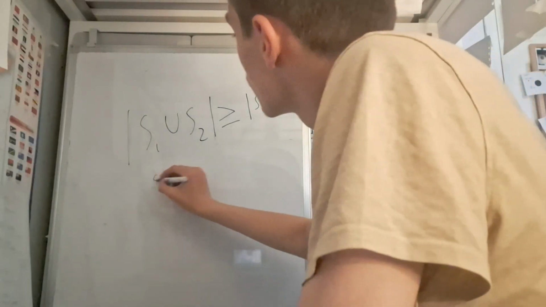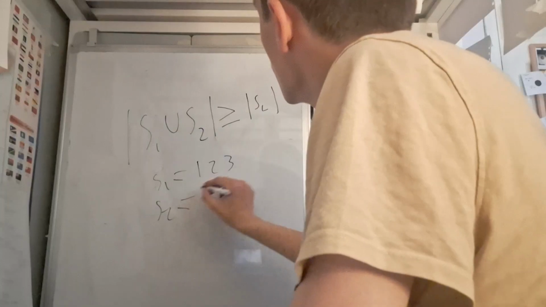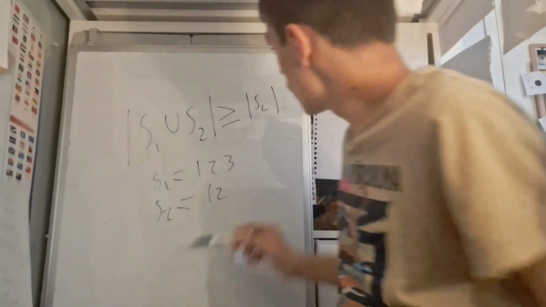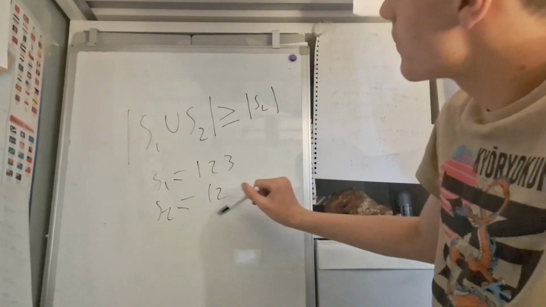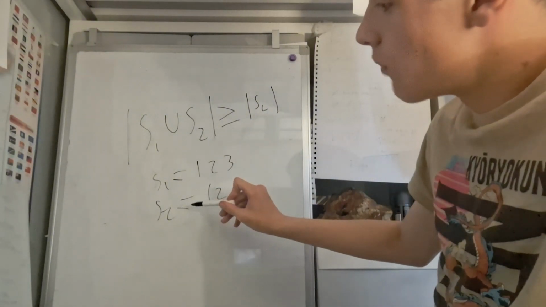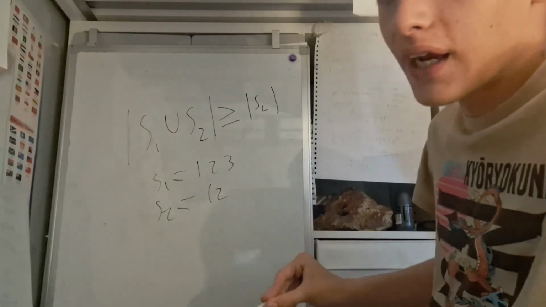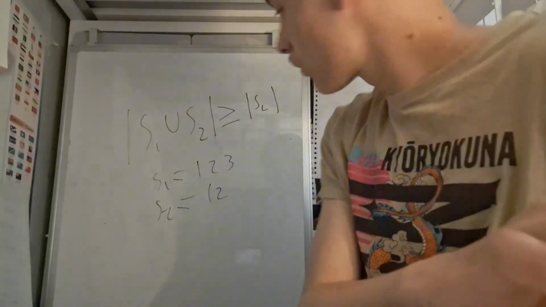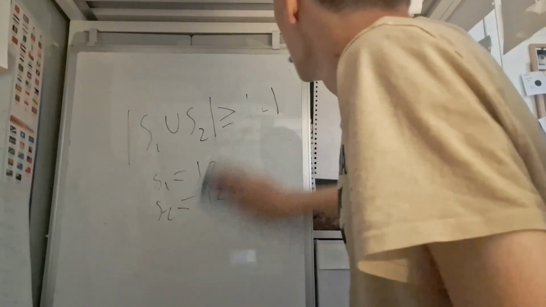So if S1 is equal to {1, 2, 3}, S2 is equal to {1, 2}. Since this has 2, that means this is the minimum that it could be. It can't be less, because that would mean removing an element, which in this instance is not what's happening.